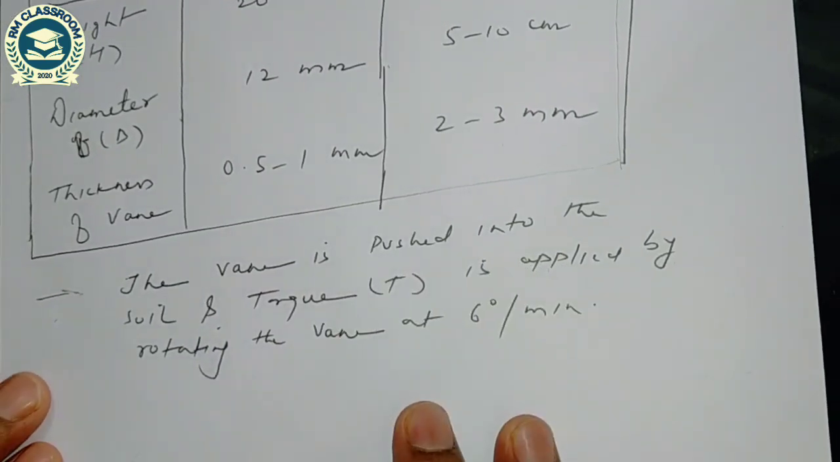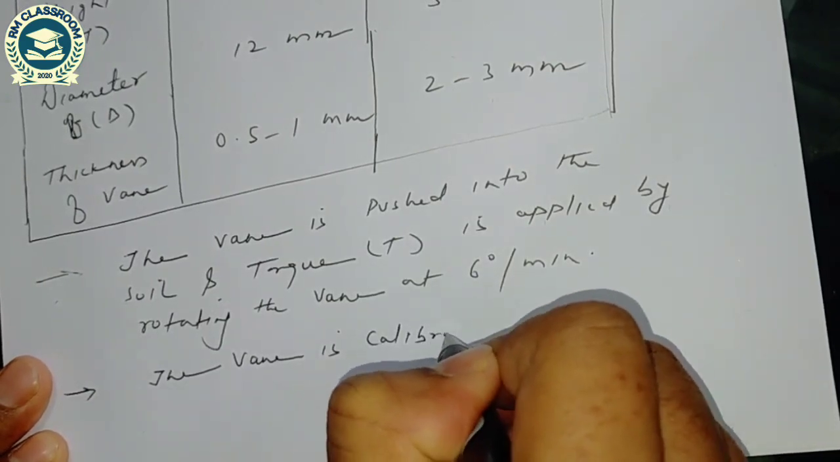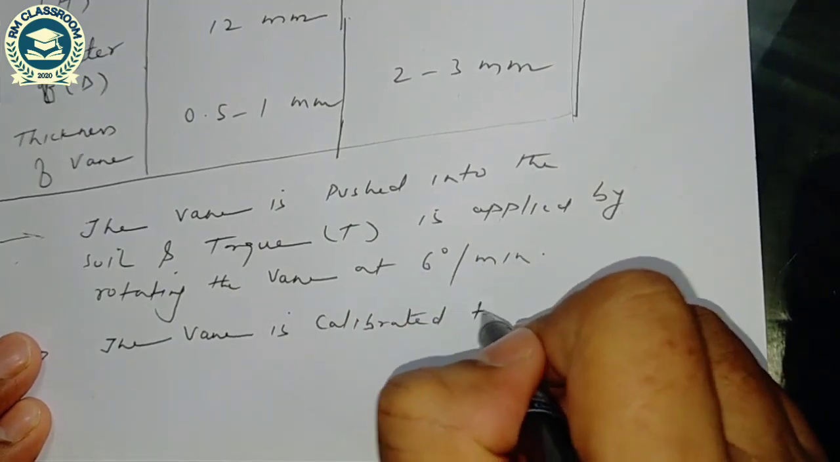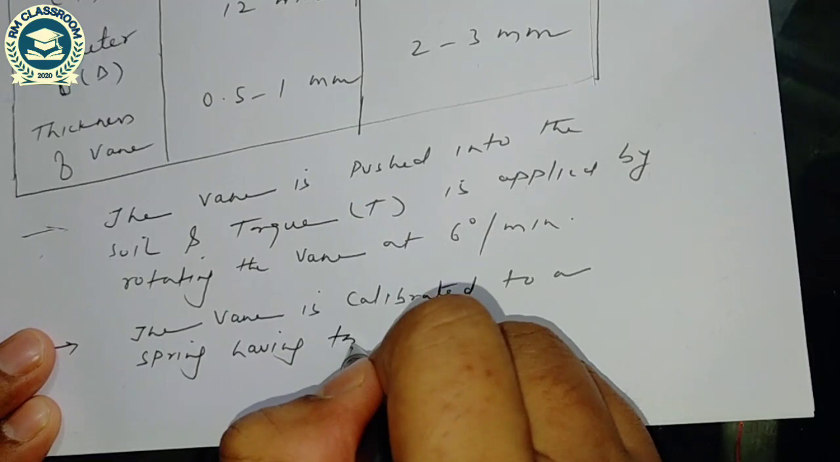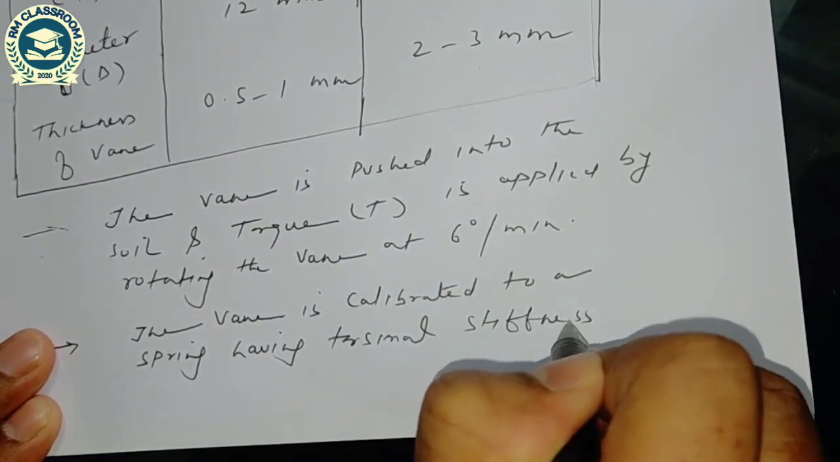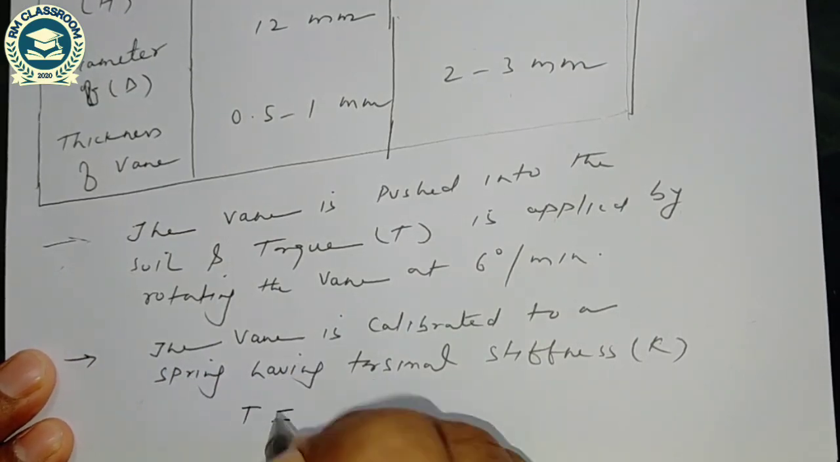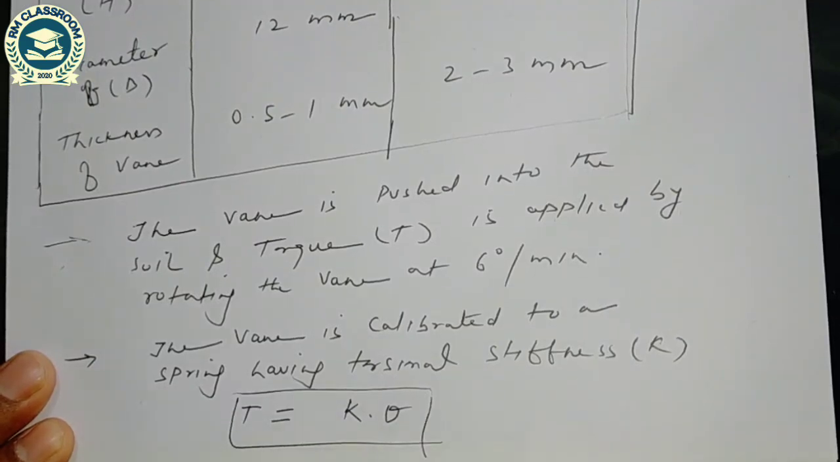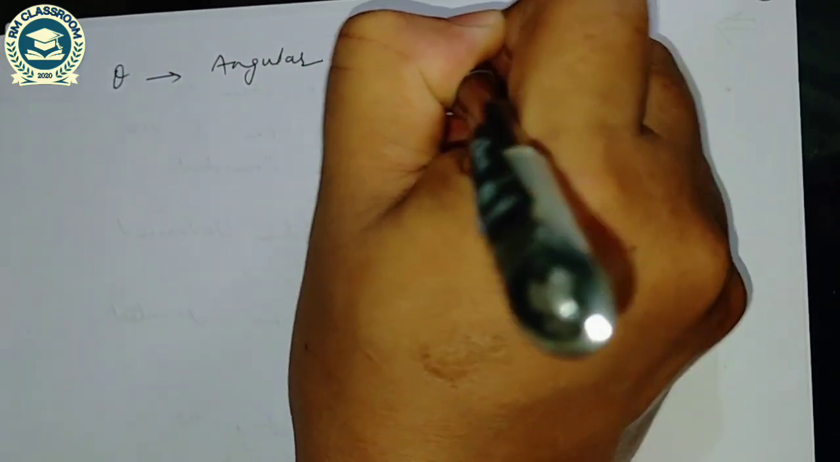The vane is calibrated to a spring having torsional stiffness K. The torque can be computed as T is equal to K into theta, where theta is the angular rotation of the vane at which complete shear failure occurs.